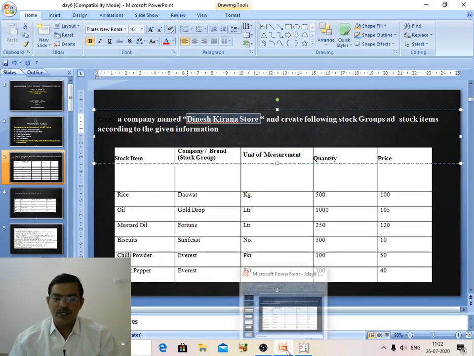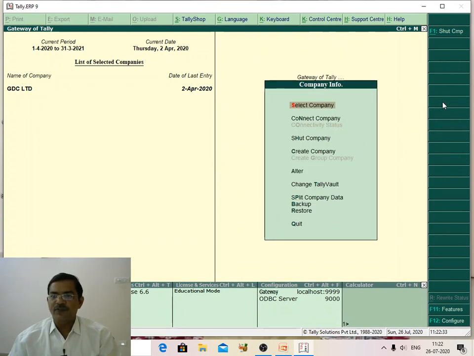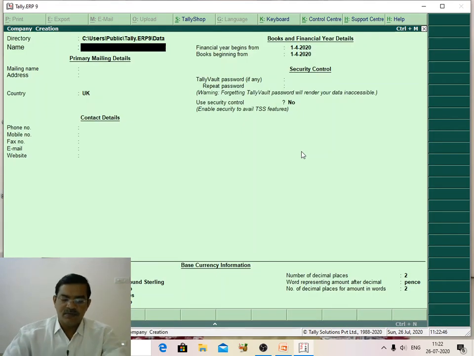Now I am going to create one company. How can we create the company? We go to the Gateway of Tally screen and select the F3 button. Under the F3 button, we are going to create one company; select Create Company. What is the company name? Dinesh Kirana Stores.